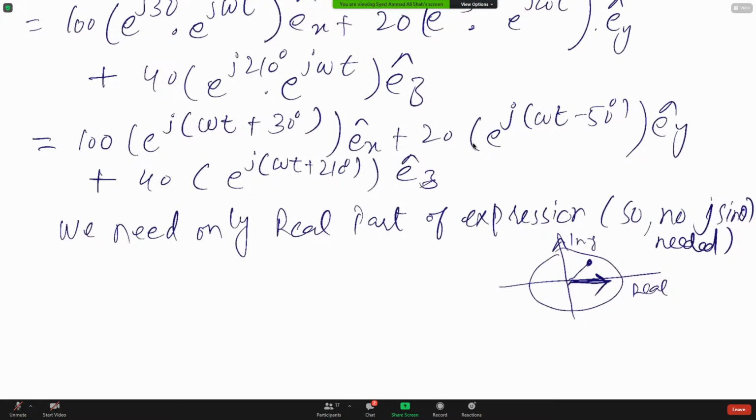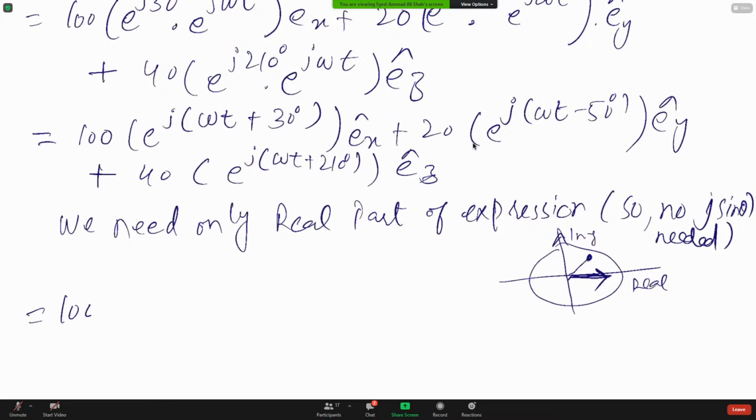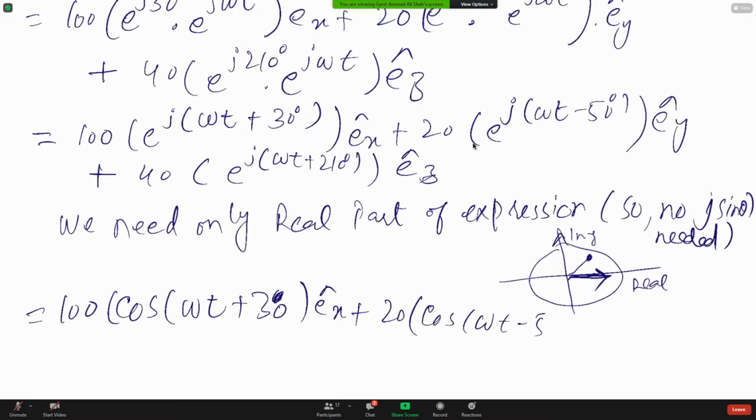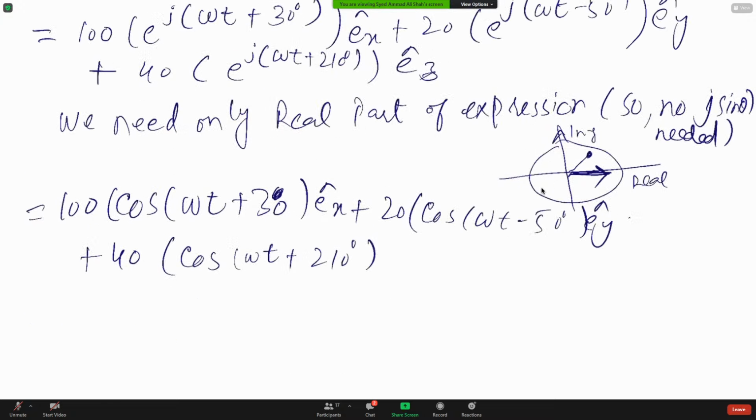So let's say I am converting straight. So we have 100 cos omega t plus 30 degrees Ex, plus 20 cos omega t minus 50 degrees Ey, plus 40 cos omega t plus 210 degrees Ez.